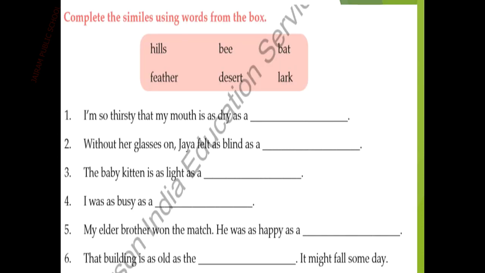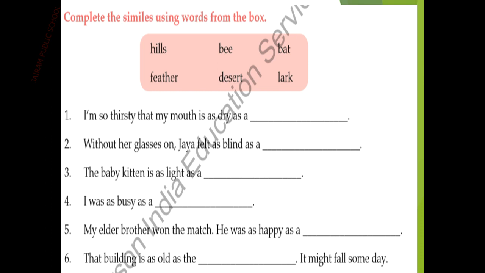Go to section C. Here they have given the options. You should read that before you do the exercise. Complete the similes using words from the box. Hills. You all know about the hills. Did you visit any hill station? Yeah, of course. How would it be? Which is very tall and old.